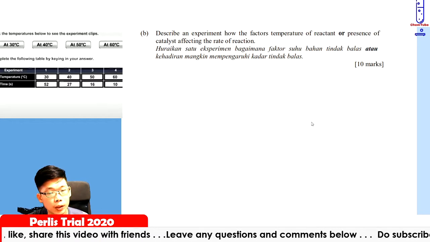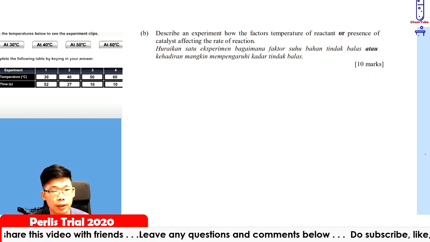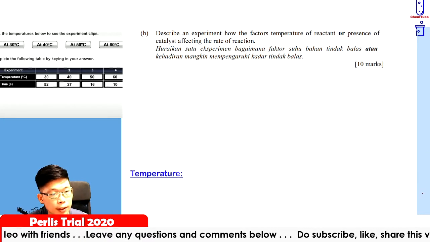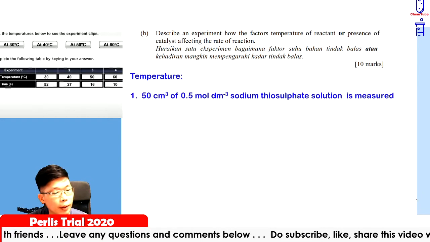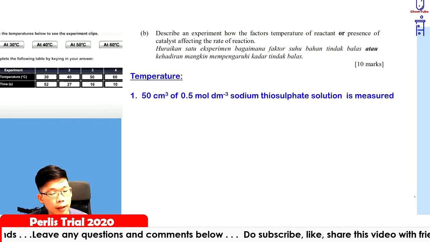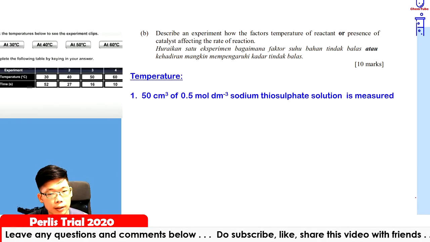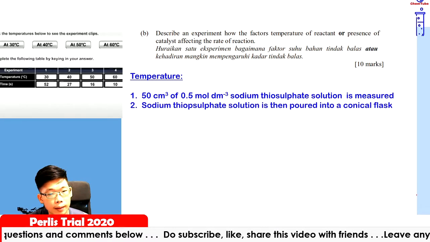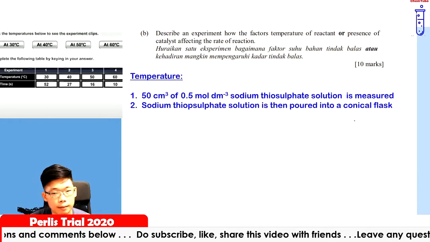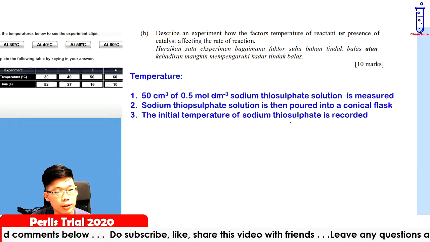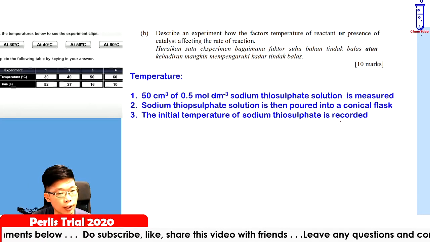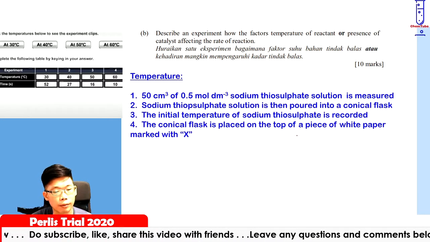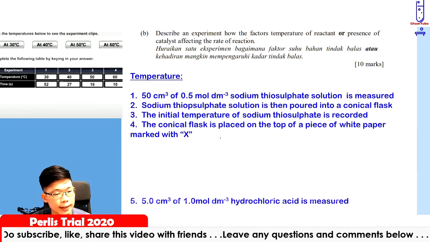Now we look into the steps to produce for the temperature factor. Number 1, 50 cubic centimeter of 0.5 mole per cubic decimeter sodium thiosulfate solution is measured and then poured into a conical flask. The initial temperature of the sodium thiosulfate is recorded. Then the conical flask is placed on top of a piece of paper marked with X.